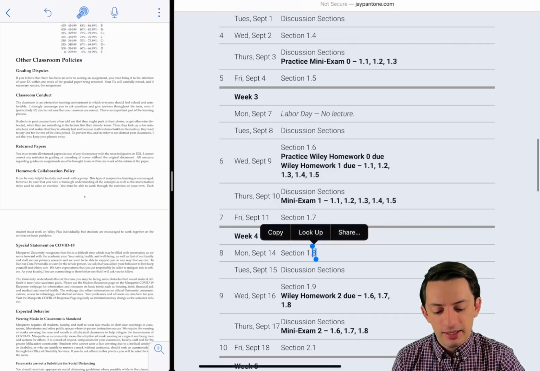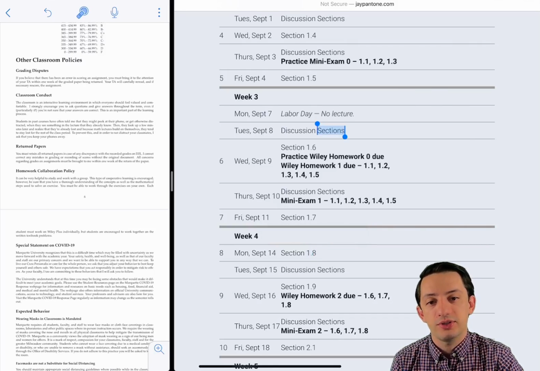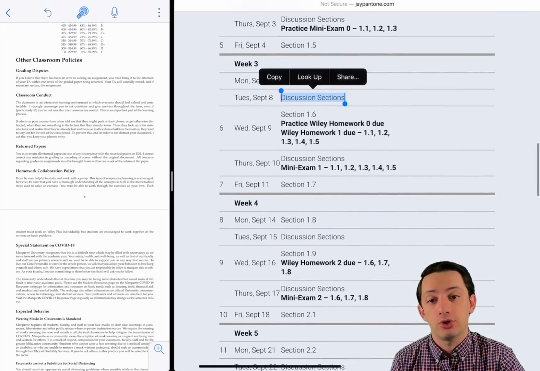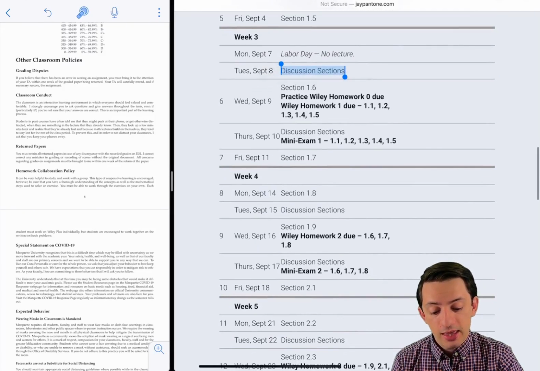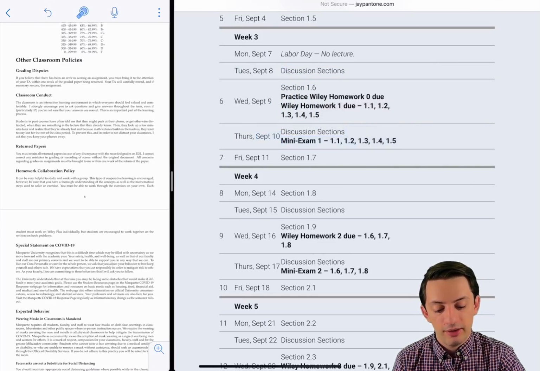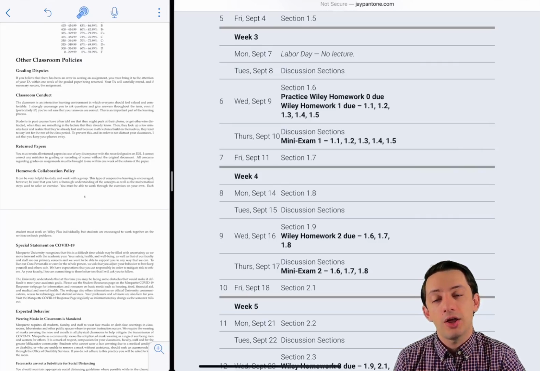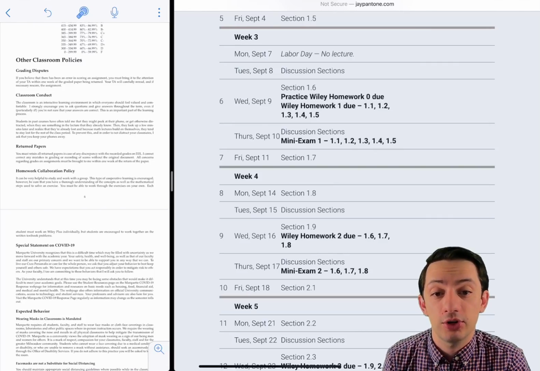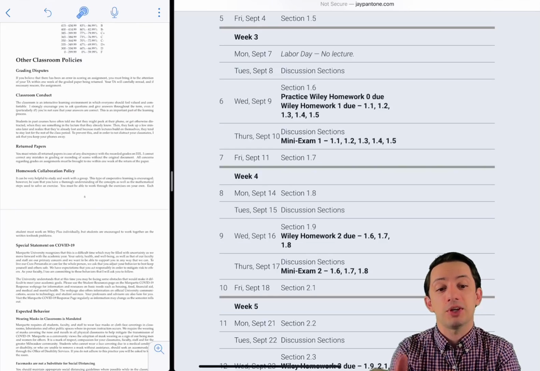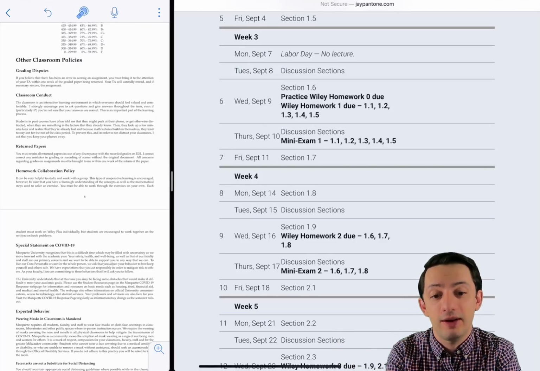Now what that means is that you have all of this Tuesday discussion to ask your TA about these Wiley Plus questions. So Tuesday you get to ask, Wednesday the homework is due, and then Thursday you have a mini exam on the same material. So that's always how this is going to work, is that you'll have a mini exam on Thursday covering the same material as your Wiley Plus assignment on Wednesday. That's on purpose because we want the assignment to help you practice and then you have the exam.